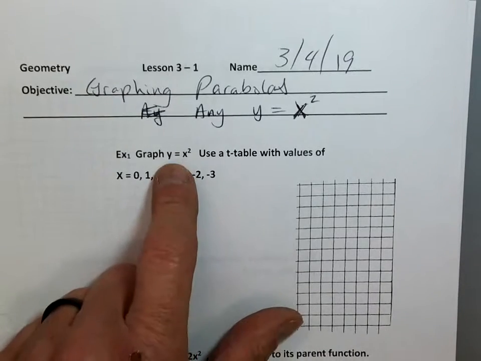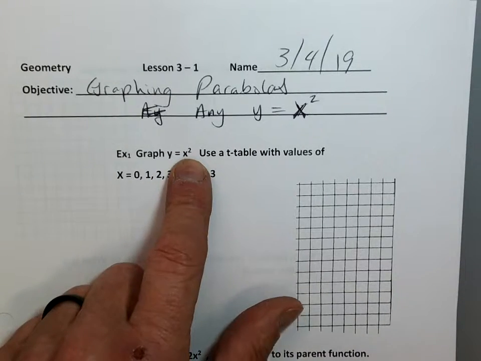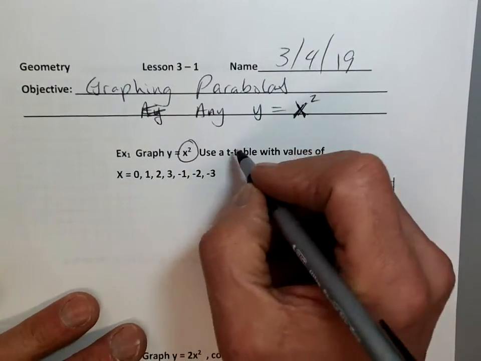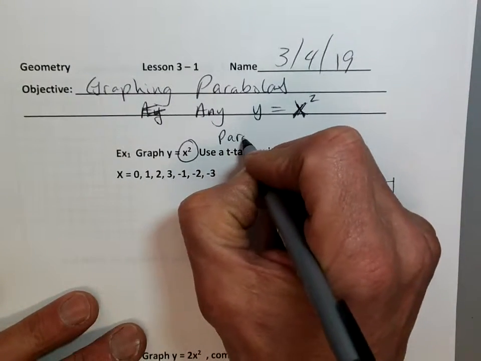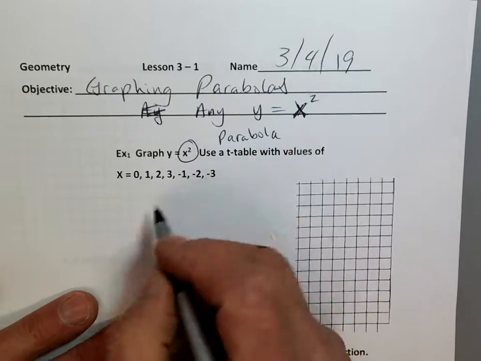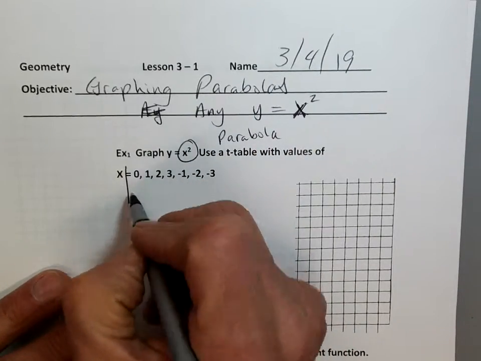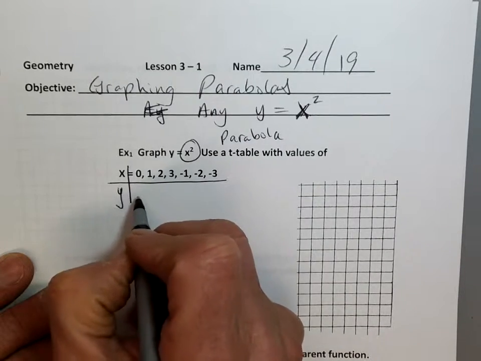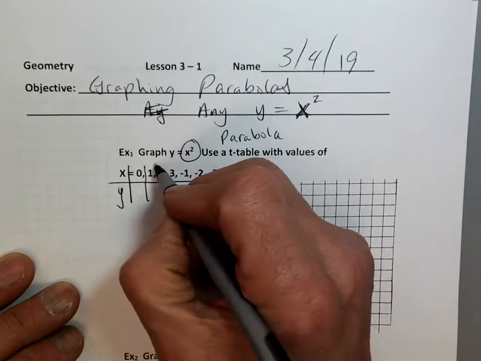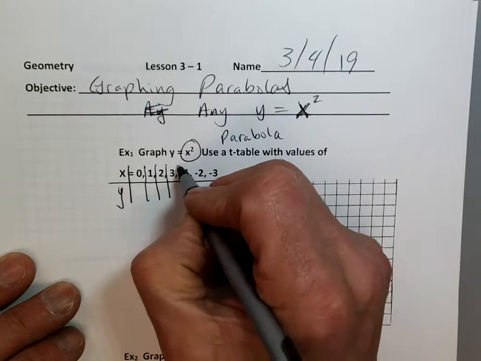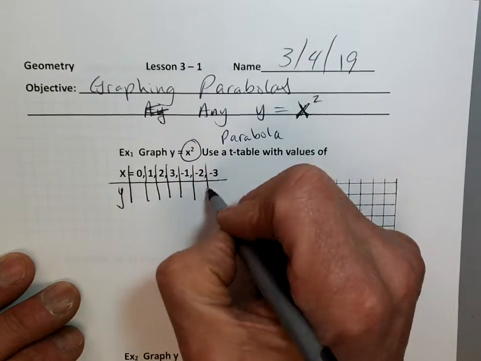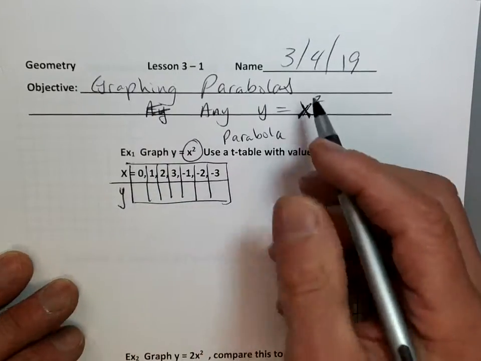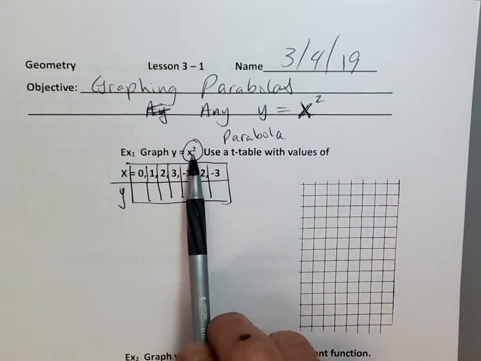Okay, so graph y equals x squared. This will be a parabola because of the x squared. So if we do a t-table, here's my x's, and there is my y's. And you've already done the t-table, because we're going to take each of these numbers and plug them in.